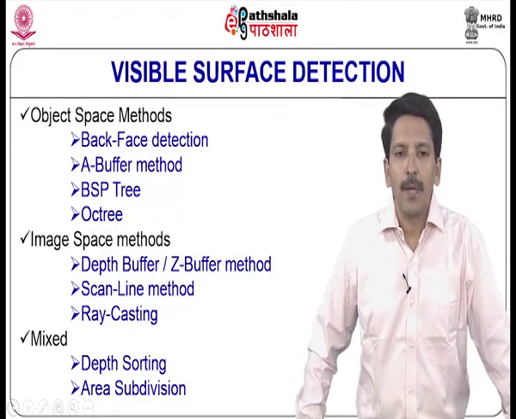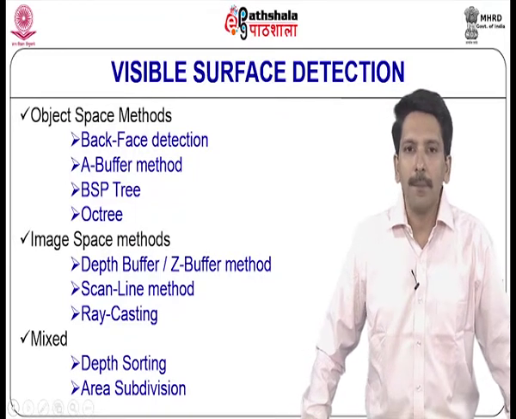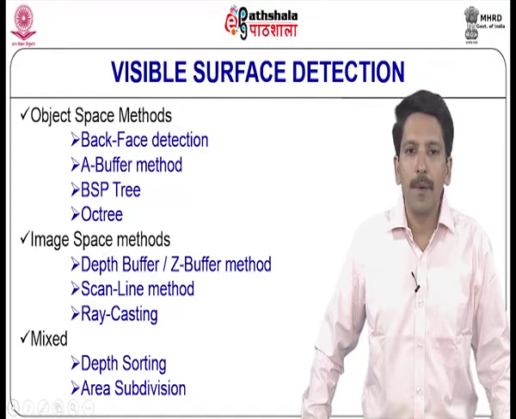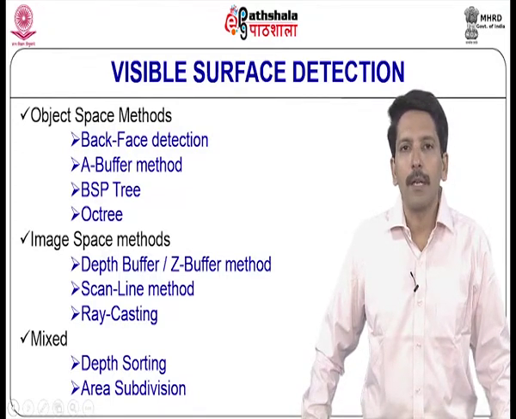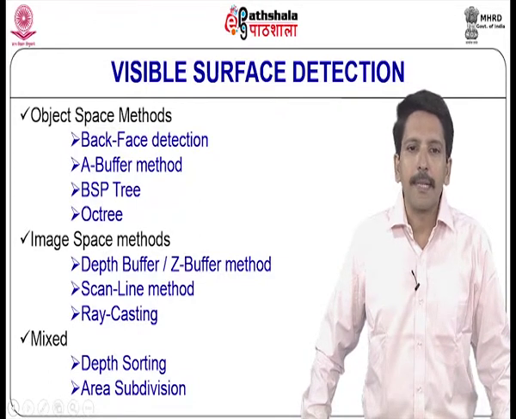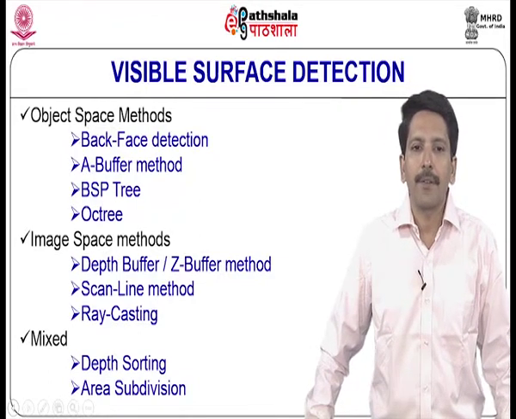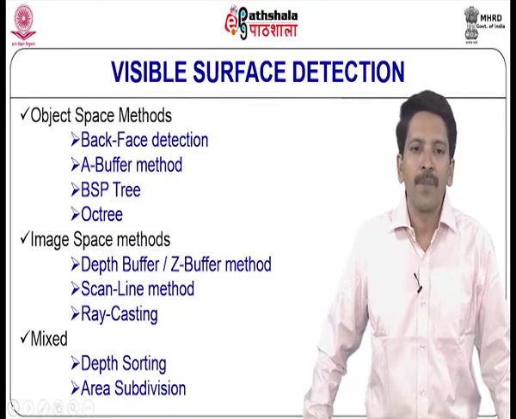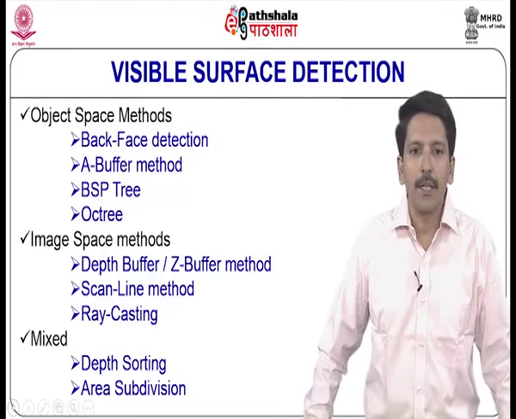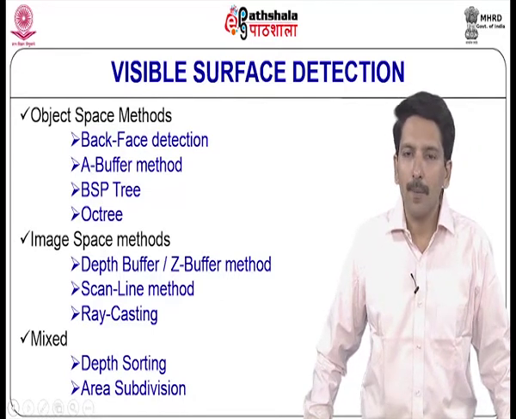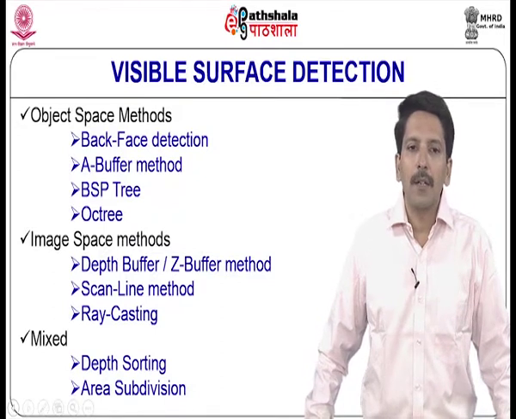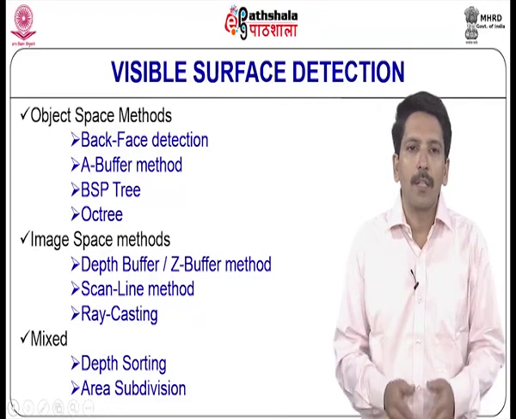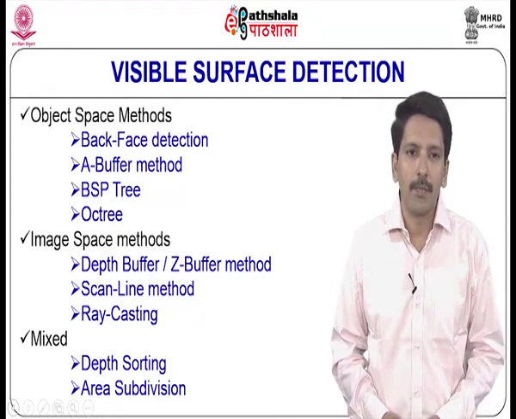The other class of methods are the depth buffer method, which is a famous example of an image space method. The depth buffer, in literature, is also popularly referred to as the Z buffer method. The scanline method and ray casting are also techniques used in image space methods for visible surface detection. And finally, the mixed methods, depth sorting and area subdivision, are more complex methods. We will not focus on them in this session, but we will focus on at least one example for each of the object space and image space methods.